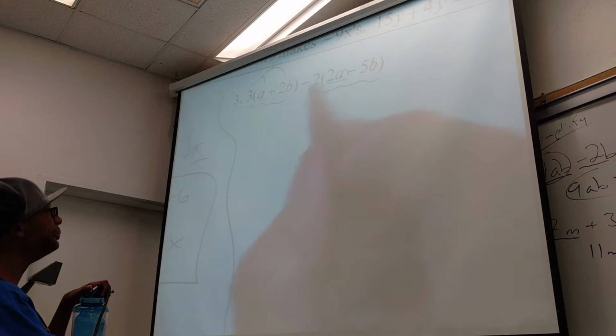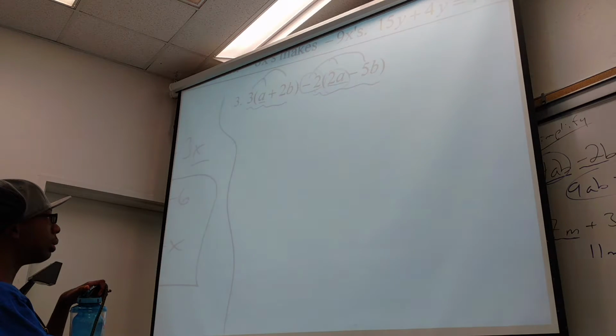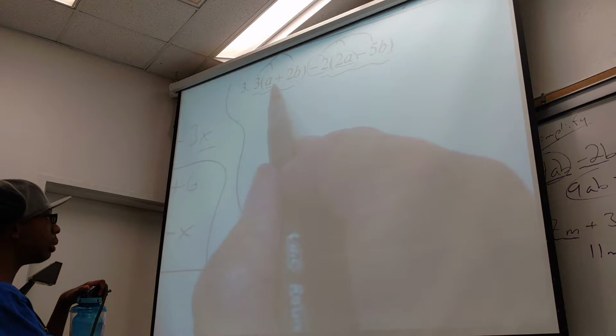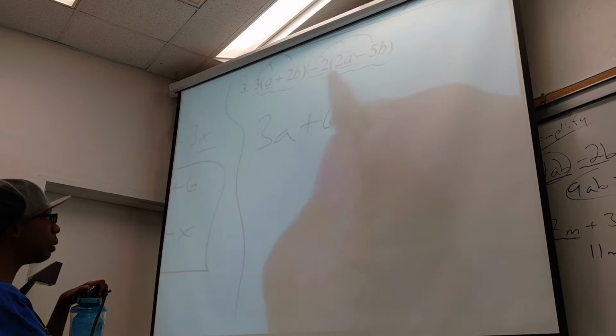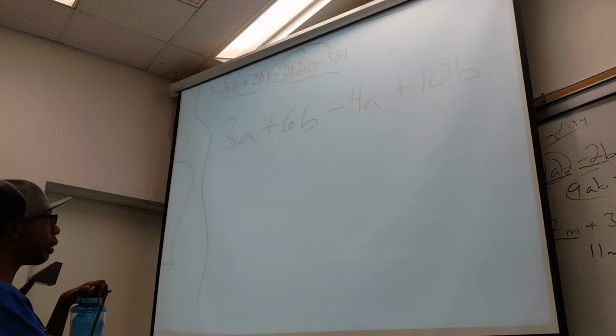What am I going to take through here? -2 is going to go through. So I get 3 times A, 3A, 3 times 2B, 6B, -2 times 2A, -4A, -2 times -5B, positive 10B. All right, let me stop there for a second. When there's a negative in front of your parentheses, all the signs will change inside. Do you see how the A term was positive? Now it's negative. The B term was negative. Now it's positive because the negative outside changed all those signs.